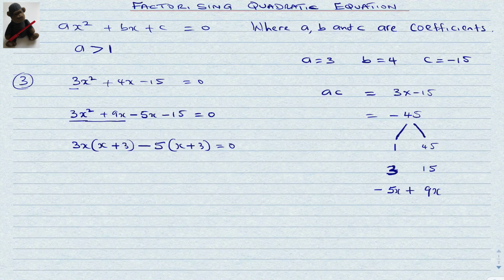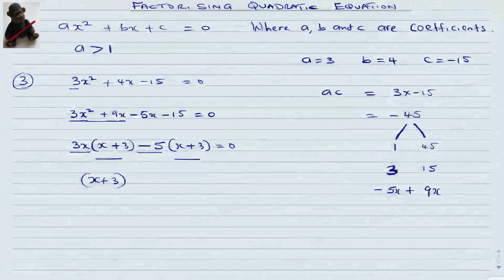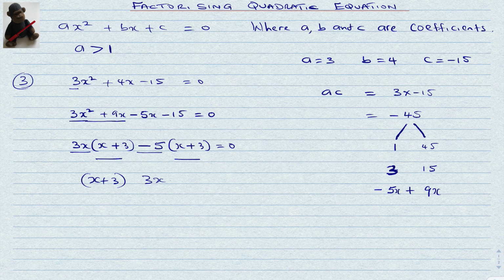Right, we've got our first common factor, x plus 3, x plus 3. So we take those out. So x plus 3 is our first common factor, and we're left with 3x minus 5. So those are our two factors. That's the two factors we need, and we equate it to 0. We set each factor to 0, so x plus 3 equal to 0, which implies that x equals minus 3.